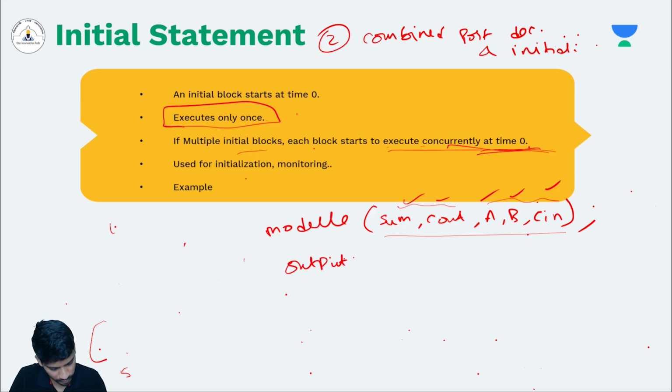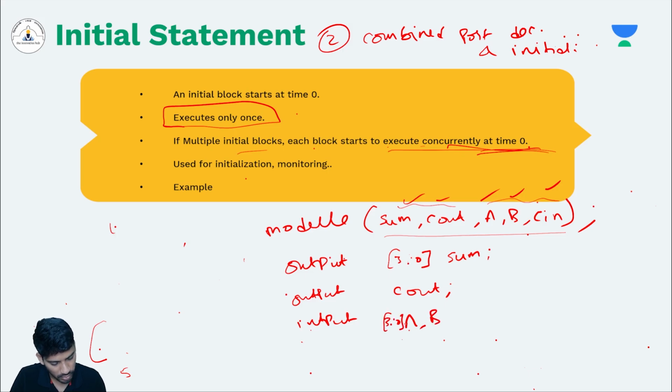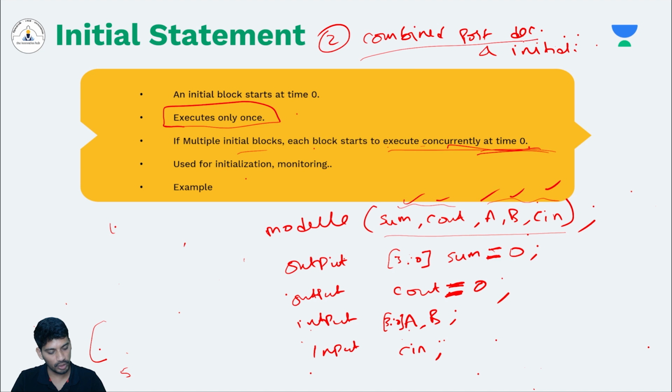My output sum is, let's say, 3 down to 0 sum, and my output carry out is a single bit, and my inputs are A, B, C. A, B are 3 down to 0, and my C in is 1 bit data. So here I am declaring the ports. You can use initialization at the port declaration itself, like this. My sum is equal to 0 and my carry is equal to 0. So what I did is I combined both port declaration as well as initialization, right?